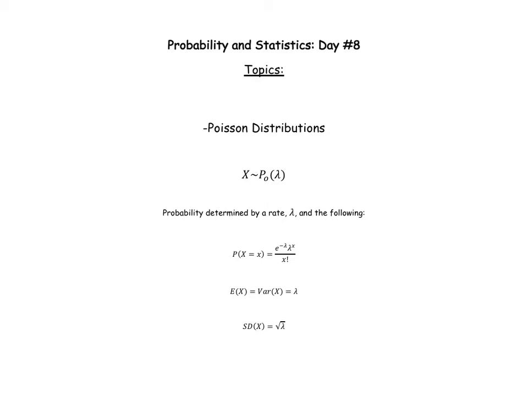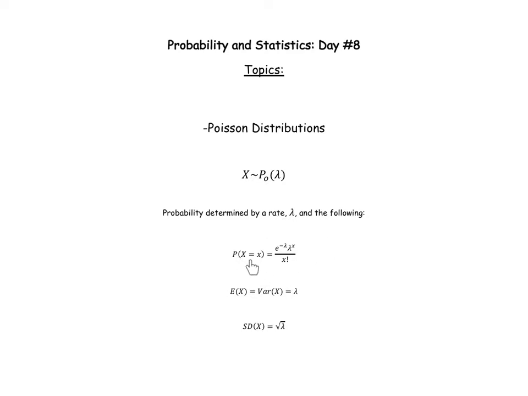Today's lesson is on the Poisson distribution. The notation that you'll see for Poisson typically comes in this form. This will say a variable X is Poisson, P-O, subscript O of lambda. And lambda is a Greek letter, and that lambda represents some kind of rate. So probability that's determined by a rate in the following items.